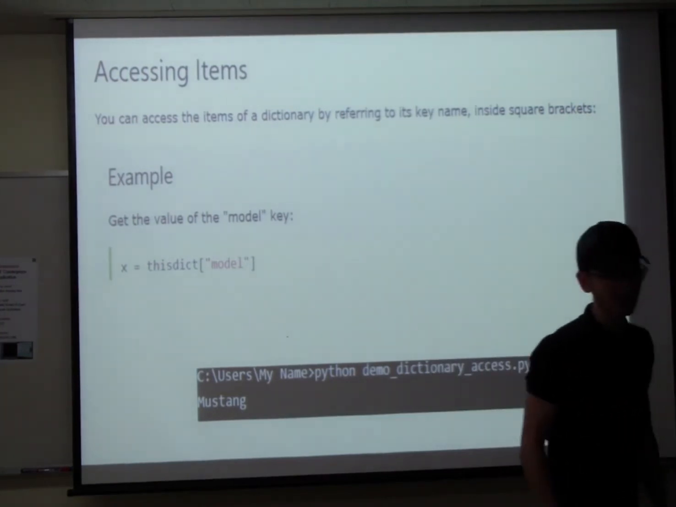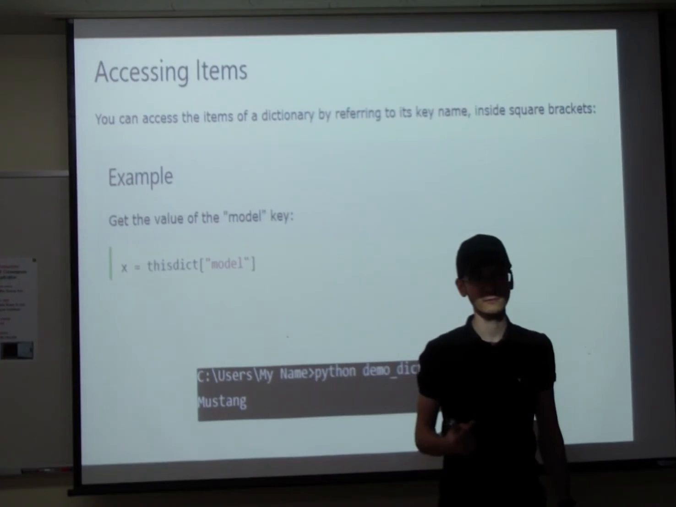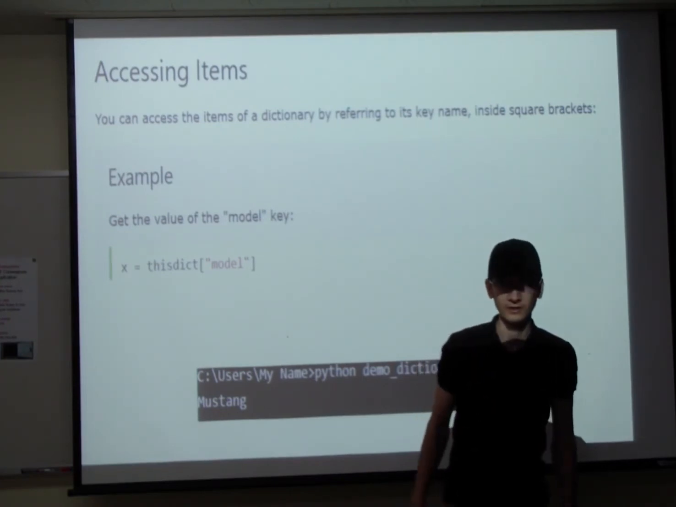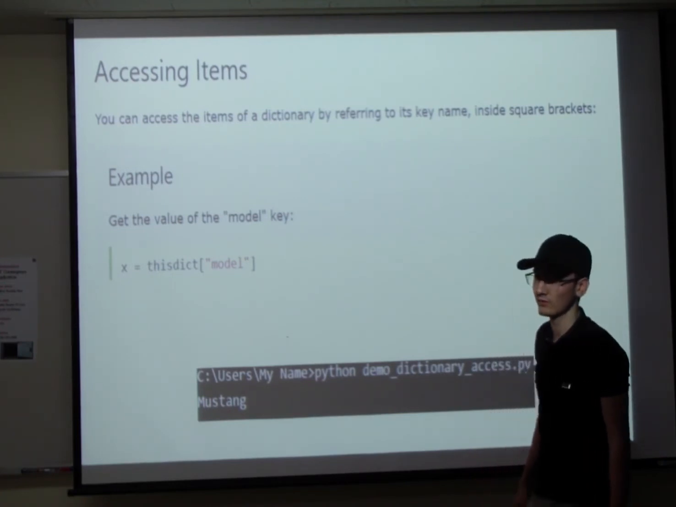In the list, for accessing items we use an index number, yeah? 0, 1, 2, 3. But in the dictionary we access an item with the keyword.